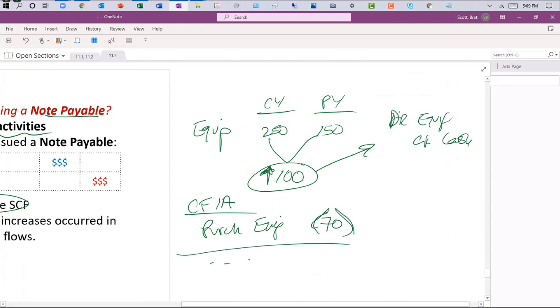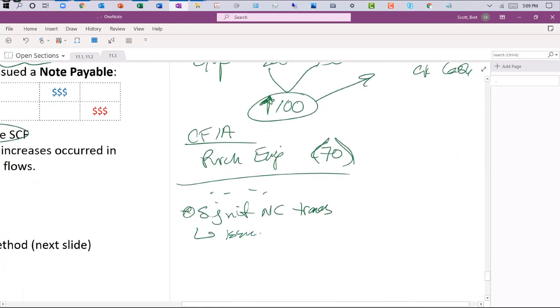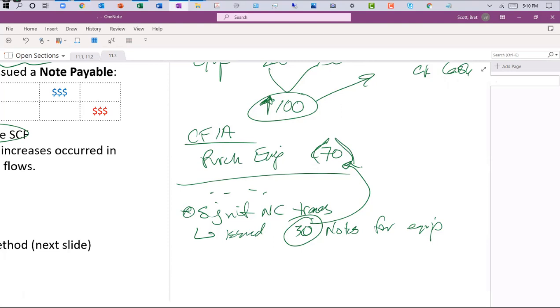I would have to disclose towards the bottom any significant non-cash transactions, in which case I would say down below, issued 30,000 in notes for equipment, meaning that I got 30,000 of equipment by issuing 30,000 of notes. Therefore, I can say, look, yes, there was a change in equipment of 100,000, but only 70,000 of that was paid for in cash. The other 30,000 increase in equipment, I got by issuing a note payable.